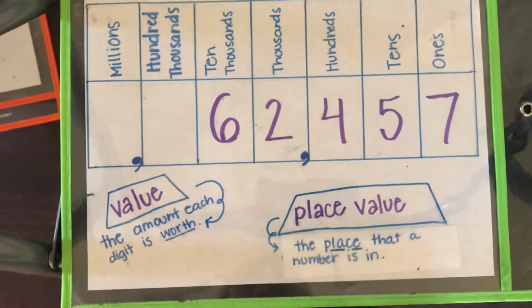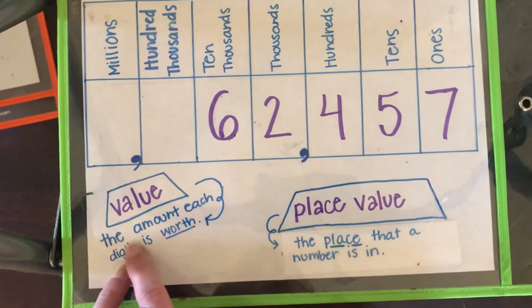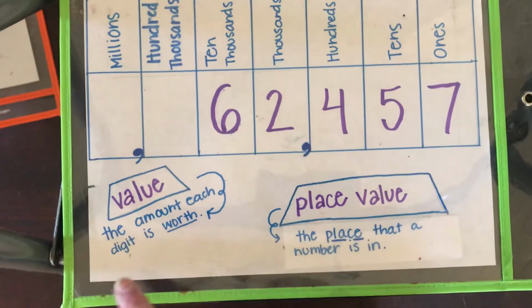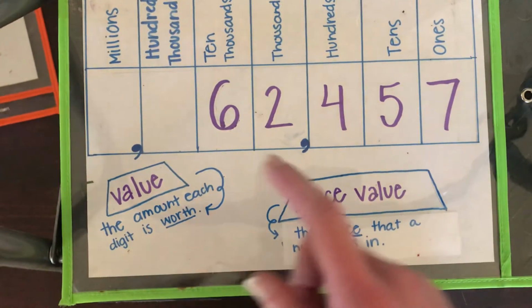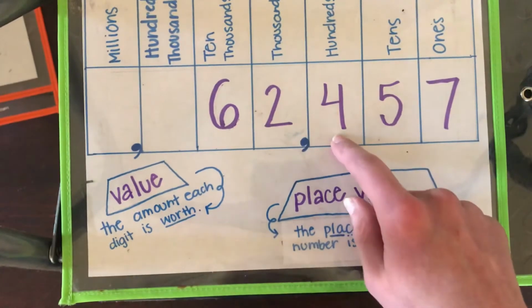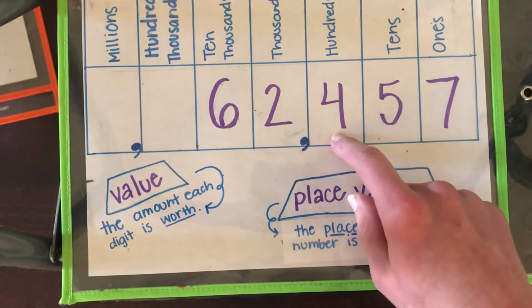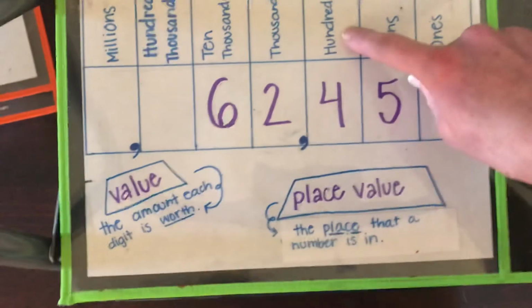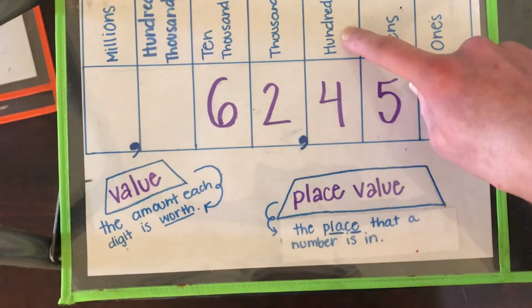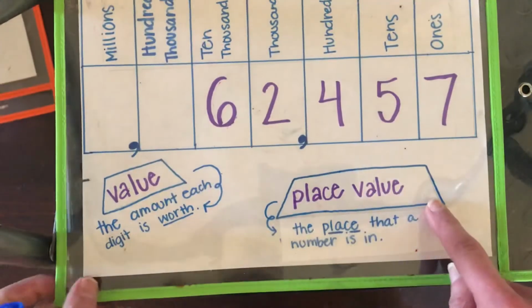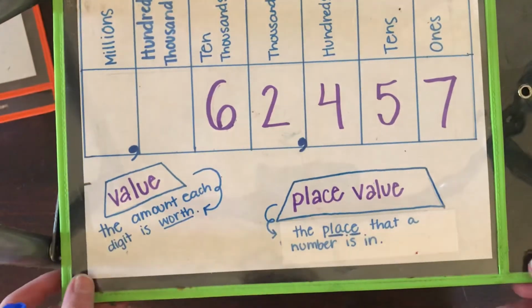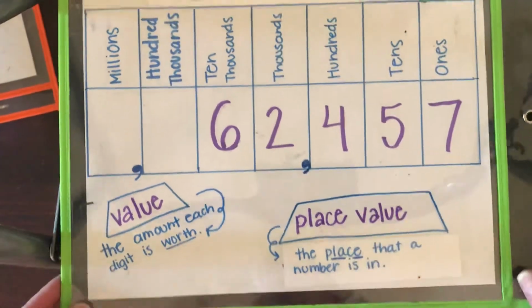If I want to know the value, that means how much, or it's the amount each digit is worth. So that means how much does this number represent? So this 4 is in the hundreds place. That means that it is worth 400, okay? So that's a review on the place value vocabulary.